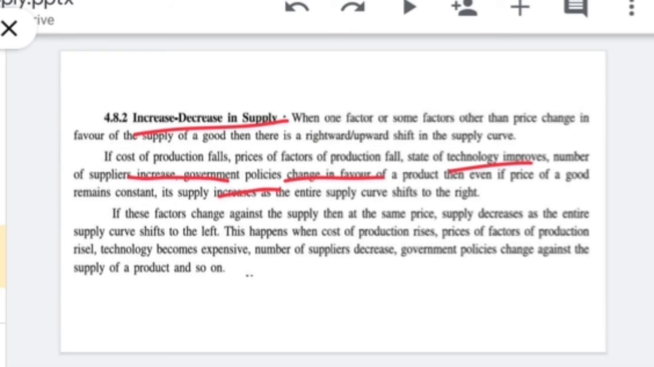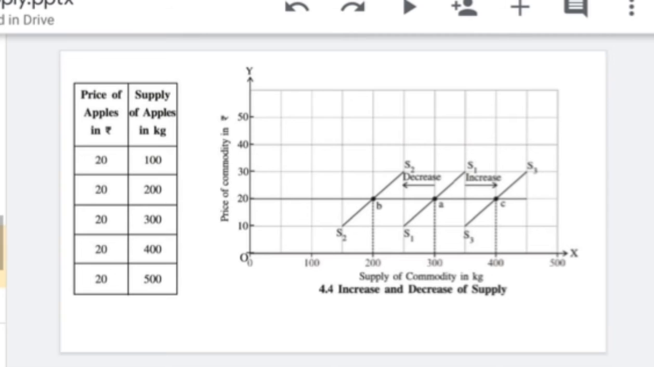When all these factors are remaining constant, then there will be expansion and contraction in supply. And when these factors are not constant, they are variable, then we can see that there is an increase and decrease in supply. When cost of production rises, factors of production rise, technology is expensive, suppliers decrease, government policies change, if these are not constant, there is an increase and decrease in supply. So this is a table where prices are shown the same, 20, 20, 20, while other factors are changing.